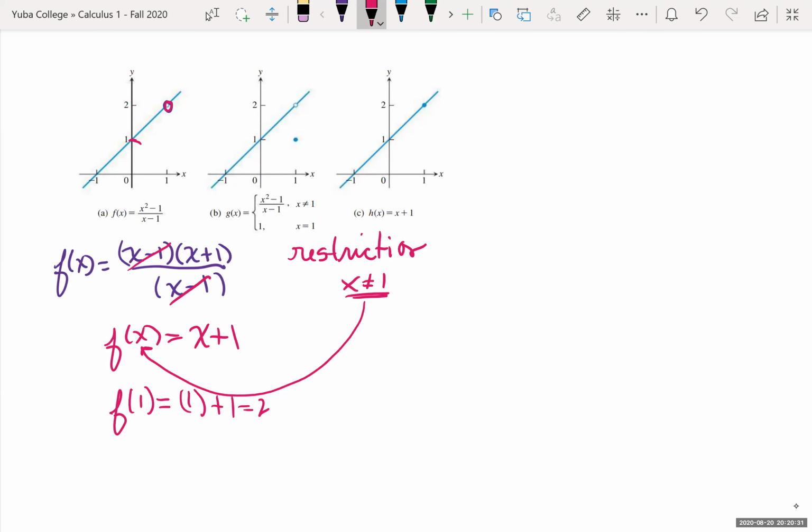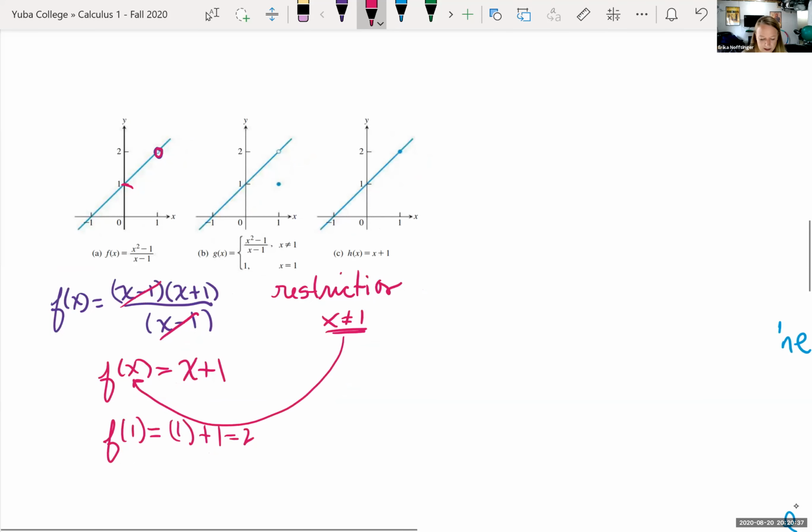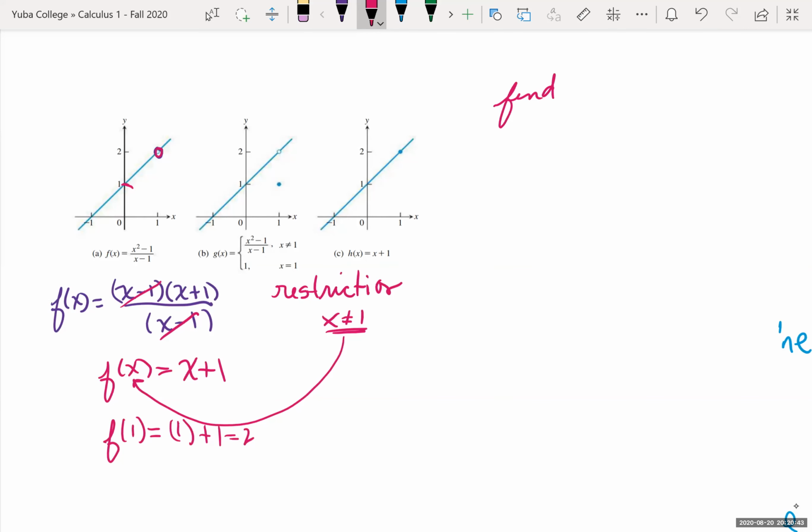Okay. So if you look at this, and we wanted to look at part A, and we wanted to look at the limit as x approaches positive 1 of x squared minus 1 all over x minus 1.